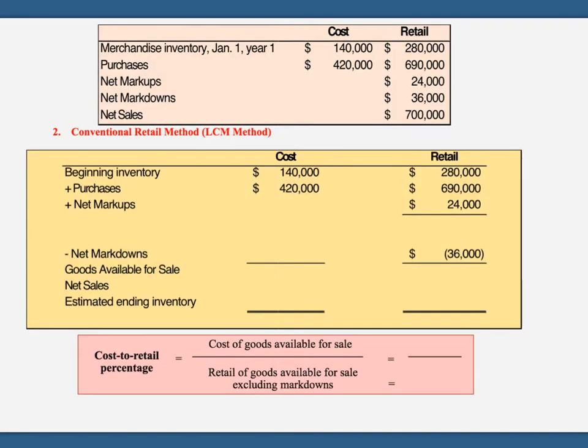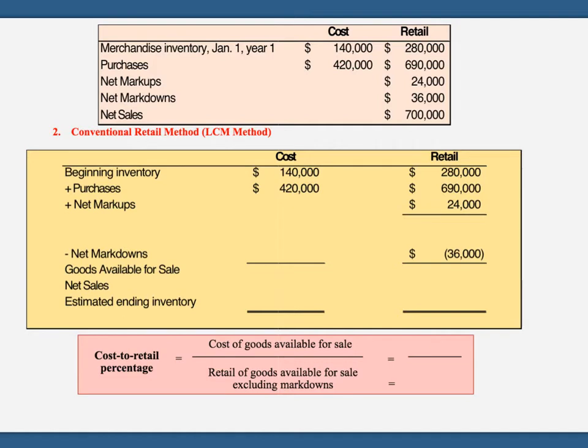Now we move to the conventional retail method. Under this one, the only difference we're going to see is in our ratio. For the conventional retail method, markdowns are excluded from retail goods available for sale. So we'll see a slight difference in our ratio, which will affect ending inventory and cost of goods sold when we get to that part of the problem.